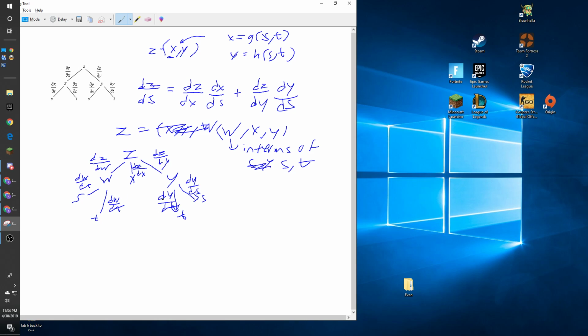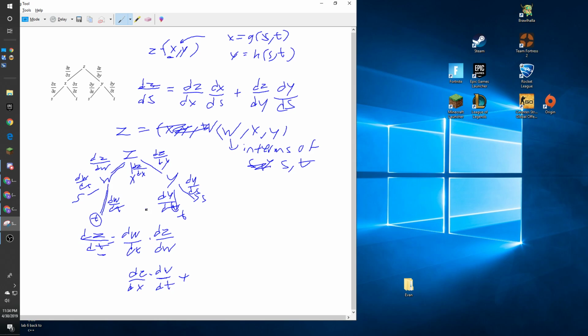So let's say I want to find dz/dt. Basically, what I do is look at the bottom, go from there all the way up, and multiply. So I'll have dw/dt times dz/dw, and then I can just reverse this order to be dz/dw times dw/dt. And that's for this one.